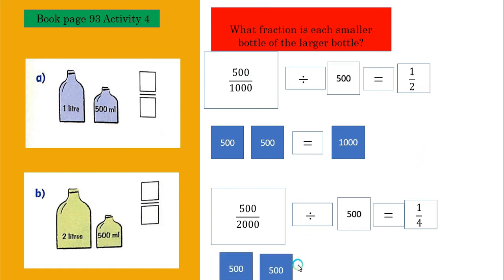1, 2, 3, 4 is equal to 2,000. So 500 over 2,000, the answer is 1/4 because how many parts? It's 4. And how many 500s are we talking about here? Only 1. That's why the numerator is 1.